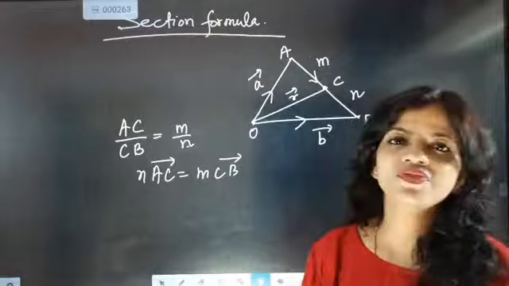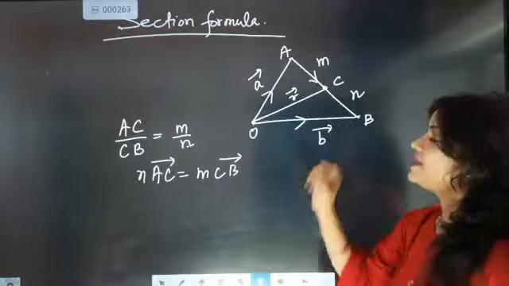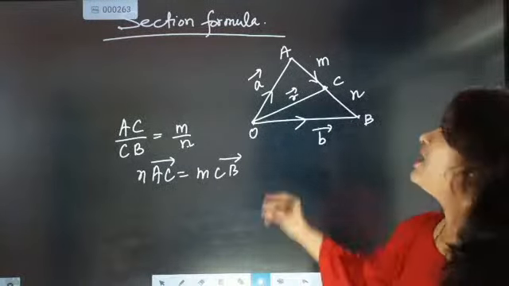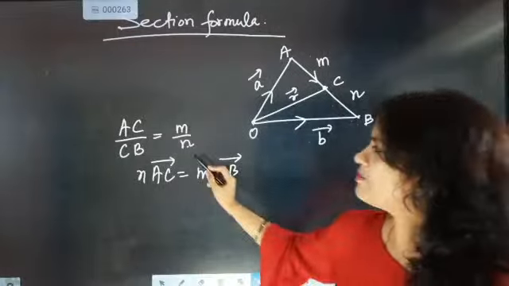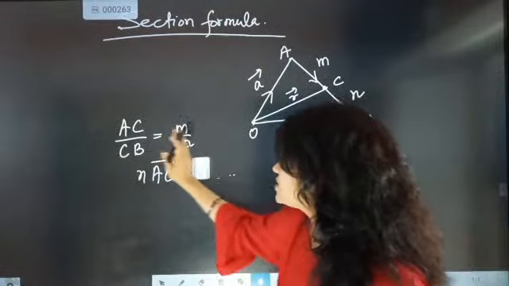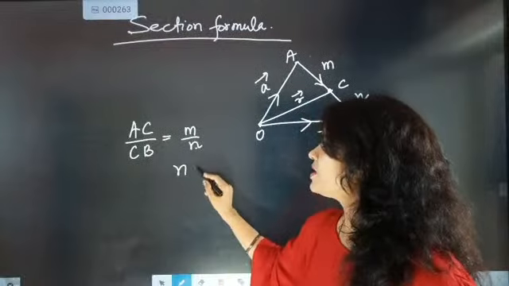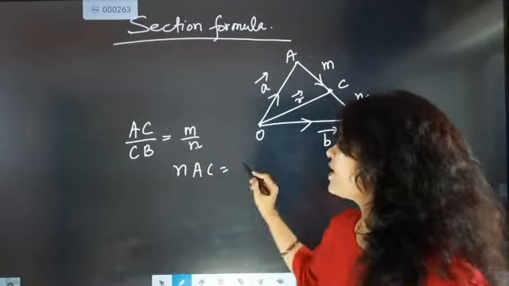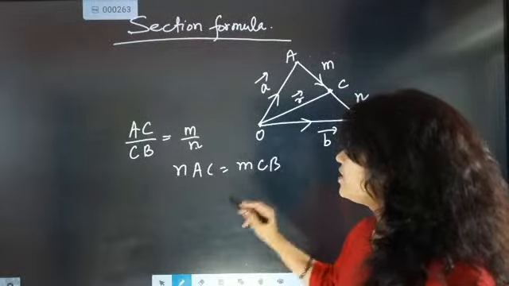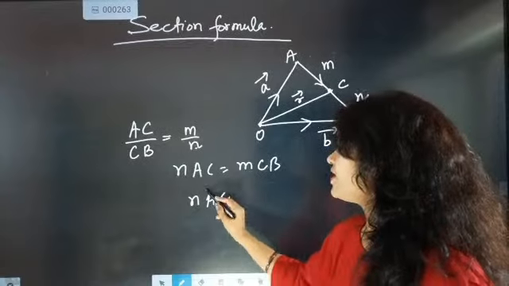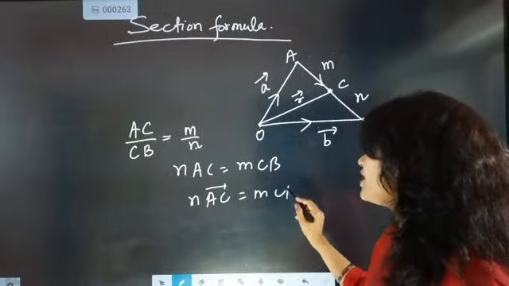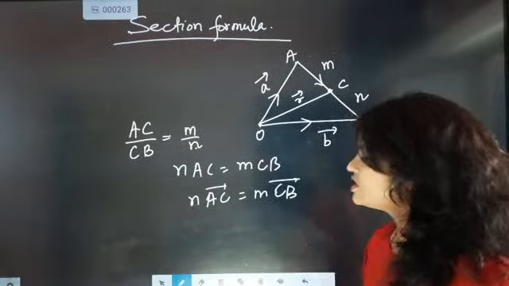I just told you one thing, that this C point is dividing AB vector in the ratio m is to n, and then I wrote the ratio, and then I multiplied this with this. So one step I am going to write, that is n will be multiplied with AC, so it will become nAC, m multiplied with CB, so mCB. Now I am just going to apply vector on both sides. The moment I applied vector on both sides, this vector came.